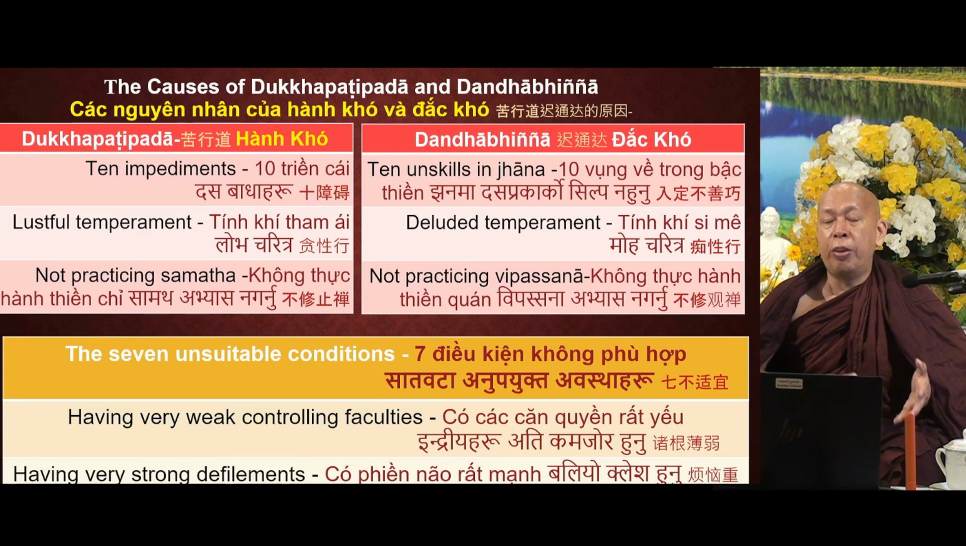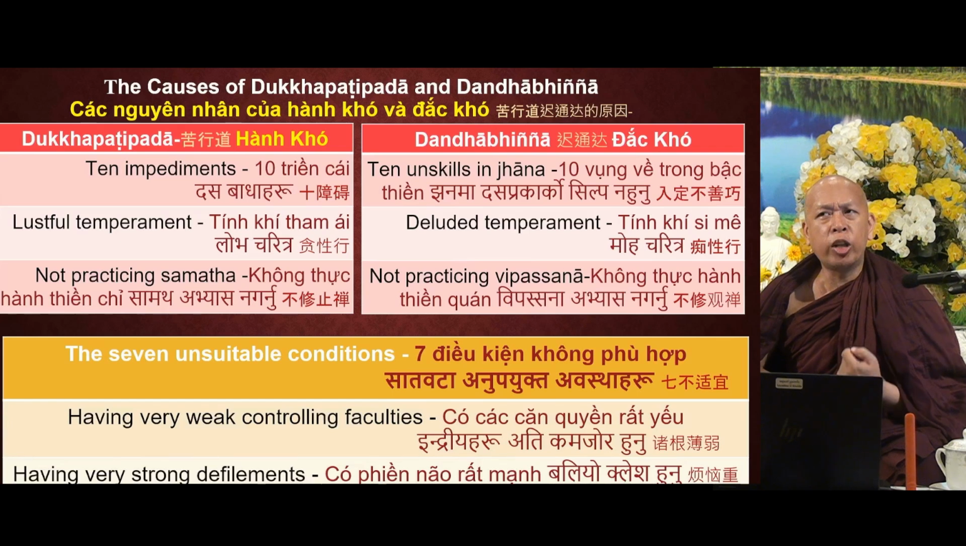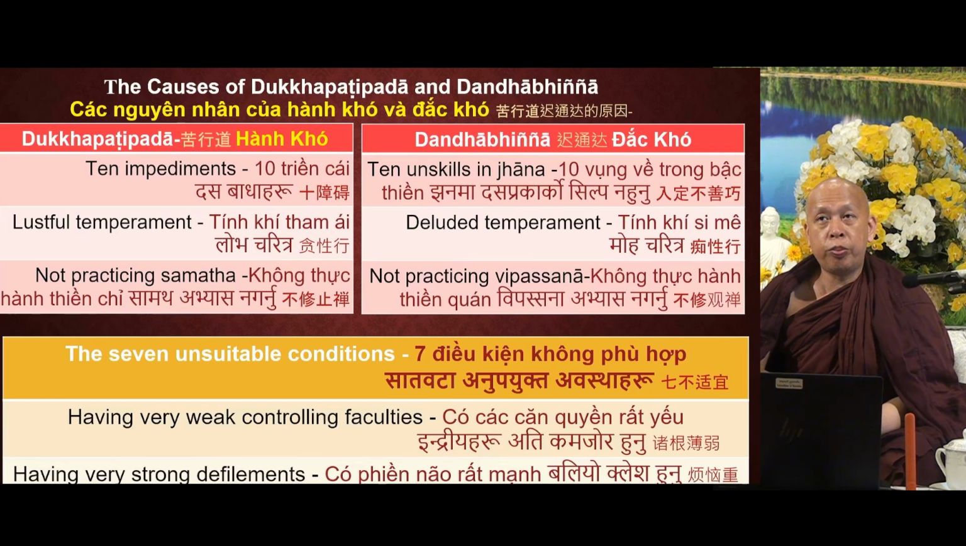Okay, if we go to the topic, having very weak controlling faculties will make dukkha patipada dandhabhinna. So dukkha patipada dandhabhinna means we will encounter a lot of difficulty when we are practicing before attaining access concentration. Dandhabhinna: after attaining access concentration also, it will take a very long time to attain jhana. In Vipassana also, we have a lot of difficulty to attain the higher insight knowledge. After attaining higher insight knowledge also, it will take a very long time to attain path and fruition knowledge. This is called dukkha patipada dandhabhinna.